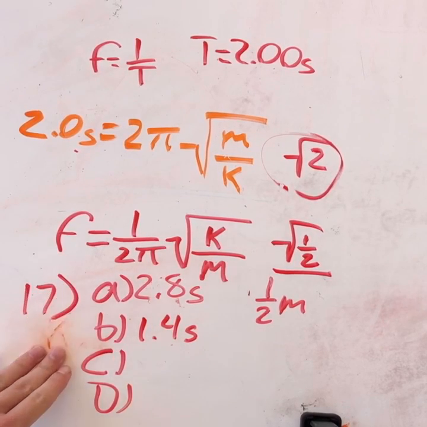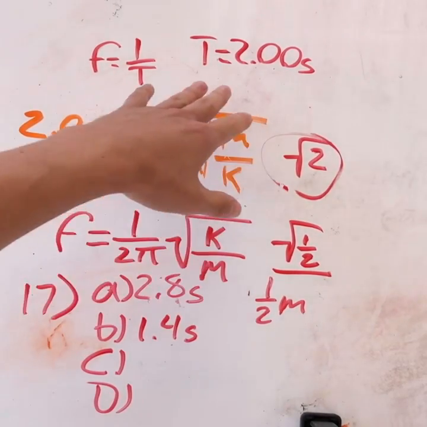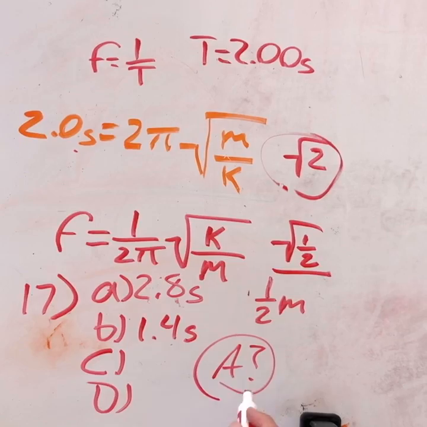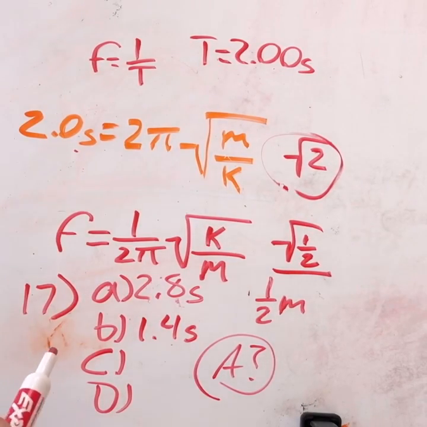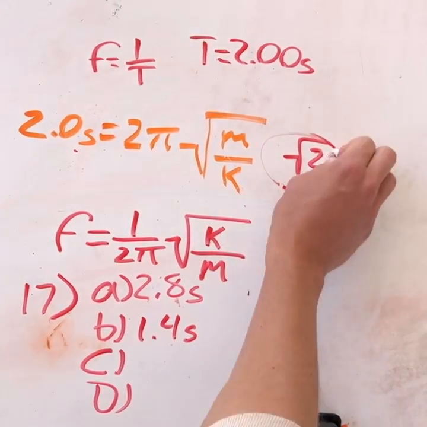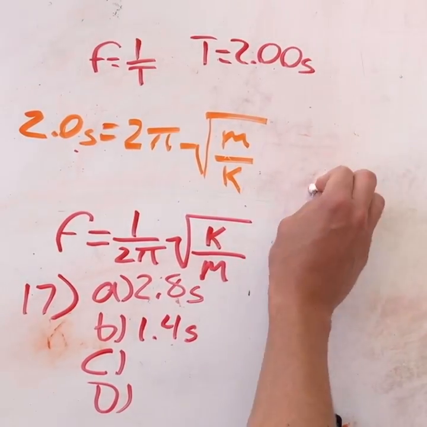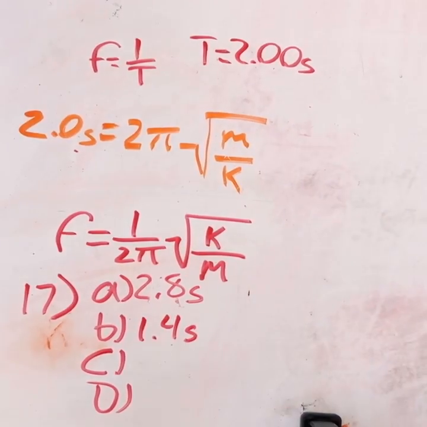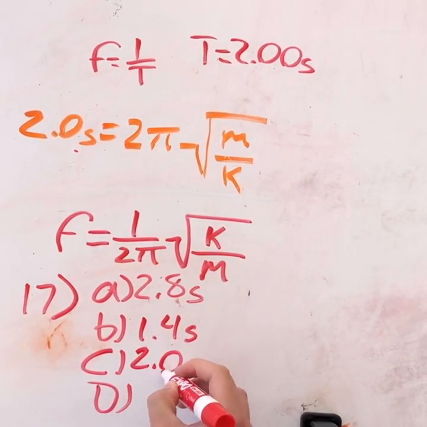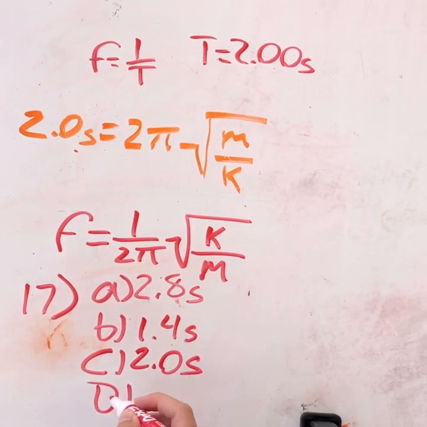So the amplitude is not in this formula. You don't see A anywhere. All right? A is nowhere to be found. And so that means that the period would not change as a result of a change in amplitude. So if the period doesn't change, it's going to be the same as the one we were given. So the answer for C is 2.0 seconds.